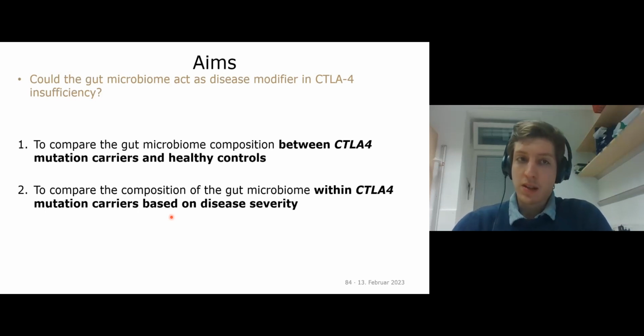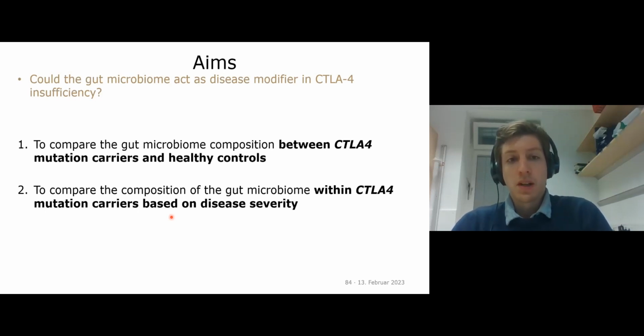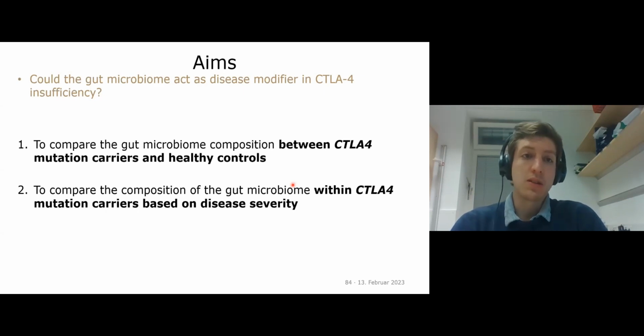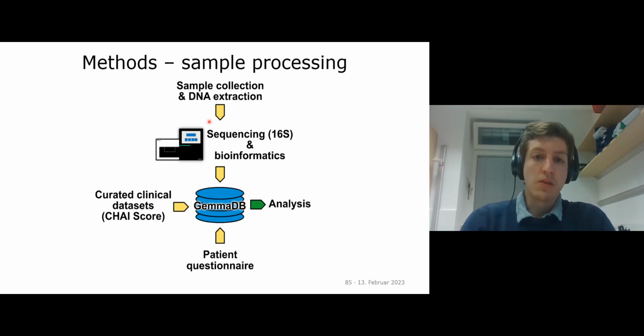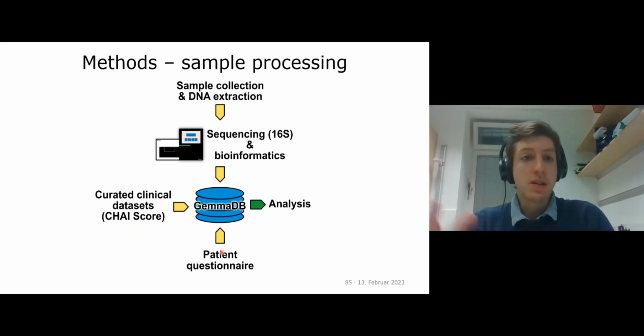And to this end, we have asked 2 questions. Firstly, we wanted to compare the composition of the gut microbiome between CTLA4 mutation carriers and healthy controls, as well as to compare this composition within CTLA4 mutation carriers based on disease severity. And to this end, we have collected stool samples from patients, performed the DNA extraction and subsequent 16S sequencing. We also collected the data sets from the clinic, as well as the chi-score that I introduced to you in my previous talk, as well as a lifestyle questionnaire with, for example, use of antibiotics in the previous weeks, and combined that into our database and performed the analysis.